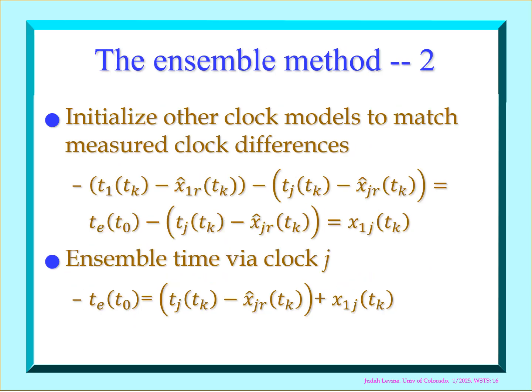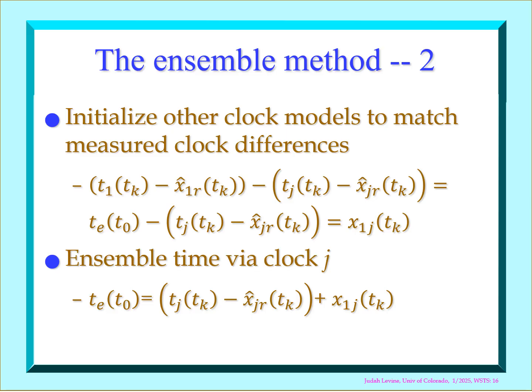Now I then initialize all the other clocks so that the corrected clock model for each clock compared to clock 1 agrees with the measured time difference with respect to clock 1. So I measure clock 2 against clock 1, and I adjust the model of clock 2 so that the model of clock 2, the corrected time of clock 2, matches the measured time of clock 2 minus clock 1. And for clock 3, I do the same thing. I adjust the model of clock 3 so that the model of the corrected clock 3 agrees with the time difference between clock 3 and clock 1, and so on and so on.